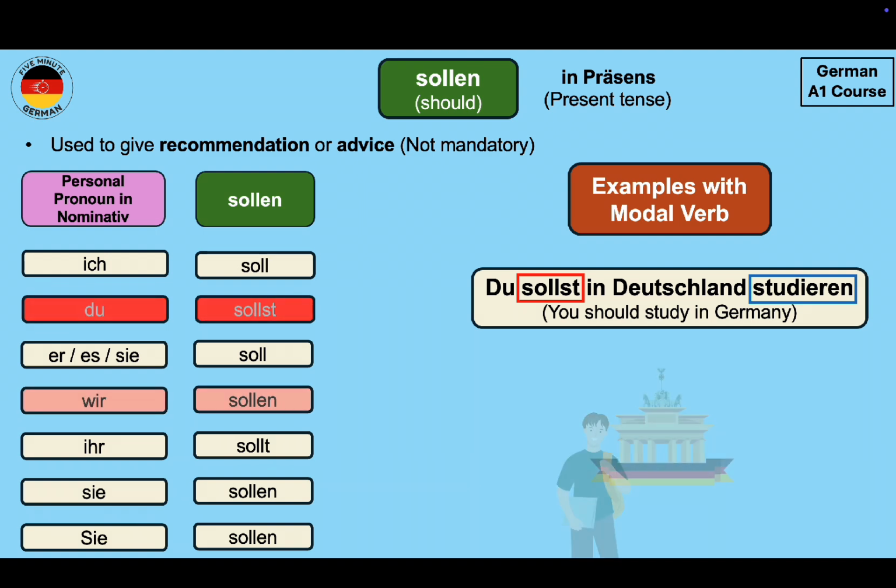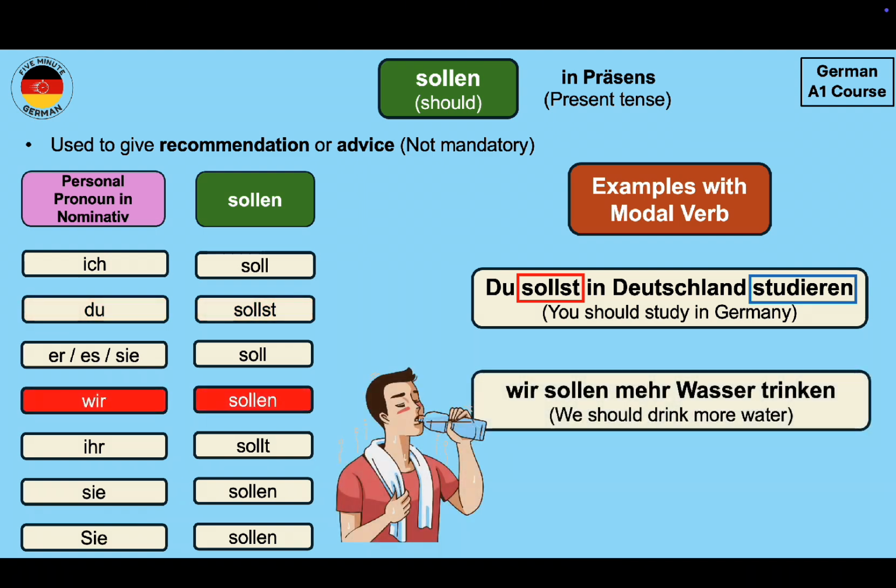Another example will be "Wir sollen mehr Wasser trinken." We should drink more water. Here sollen, which is the modal verb, comes at the second position in conjugated form, and trinken, which is the main verb, goes to the end of the sentence in infinitive form.